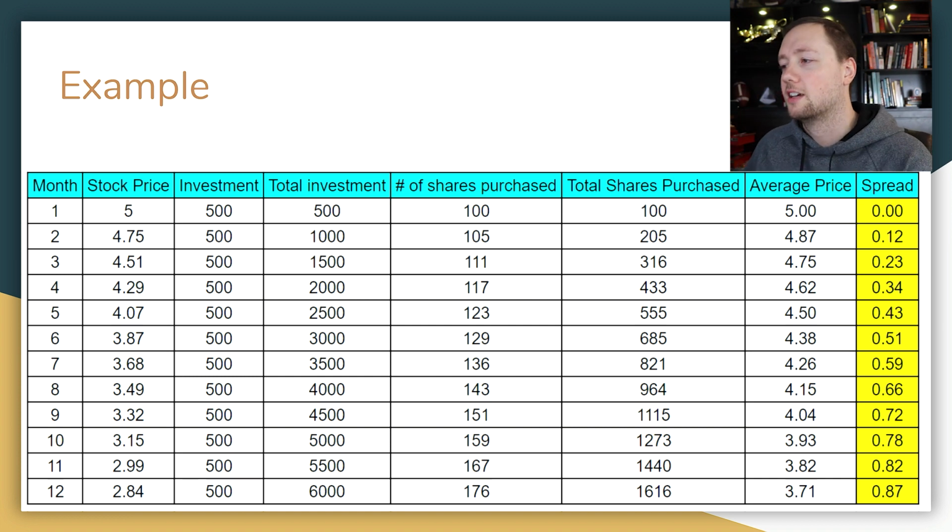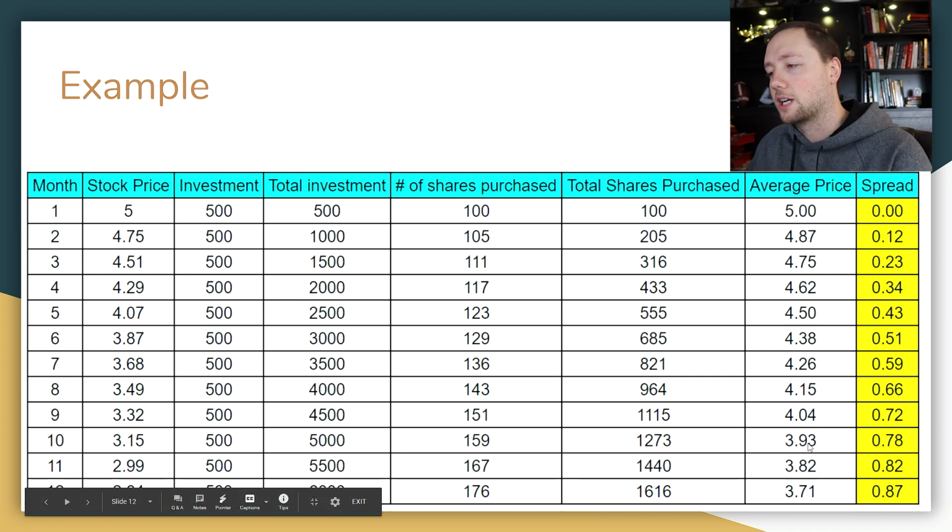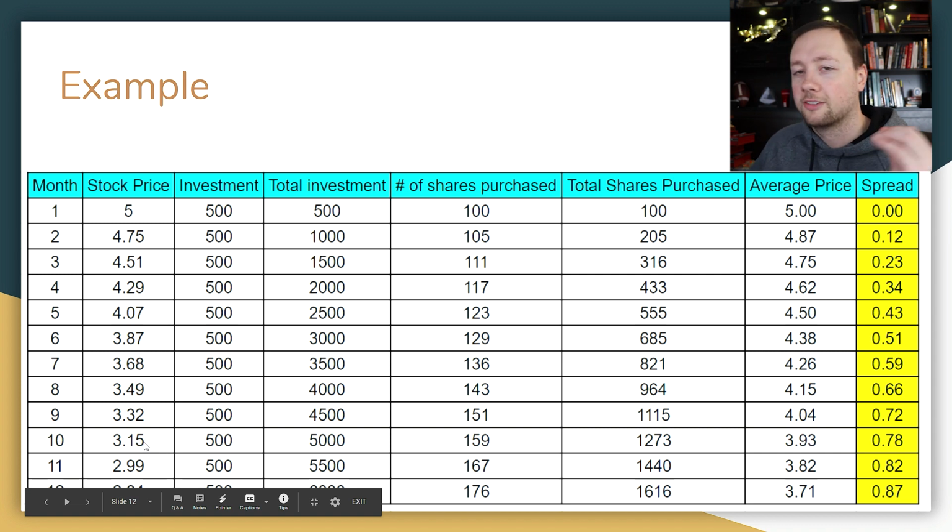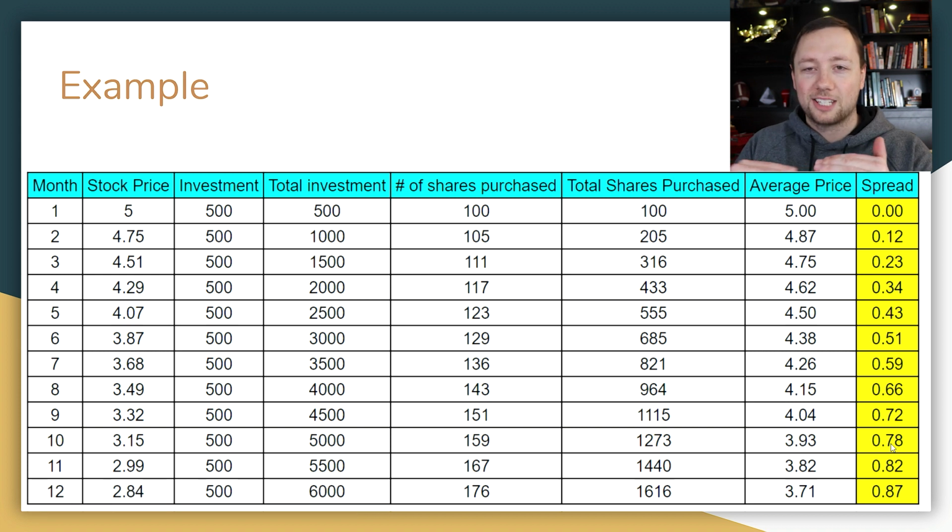So for instance, let's say you average down using these assumptions 10 different times. At the end of the 10th period, your average price will be $3.93. However, the market price of the stock will be $3.15. And the difference there, the spread there, is 78 cents. And so now the stock has to go up by 78 cents before you can even break even. 78 cents on a company like this, that's $3.32, is about 20% of where it's at.